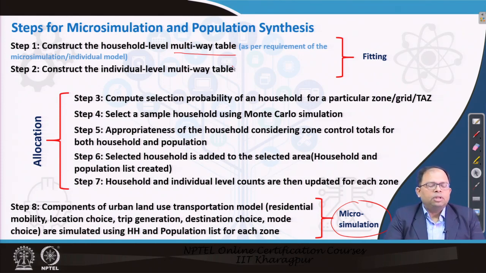And then we come to the allocation part, where, using the data in the multivariate tables, we determine how we can construct a simulated population or a synthetic population for a particular area. And here we have multiple steps. The first step is we compute the selection probability of a household for a particular zone, grid, or TAZ.